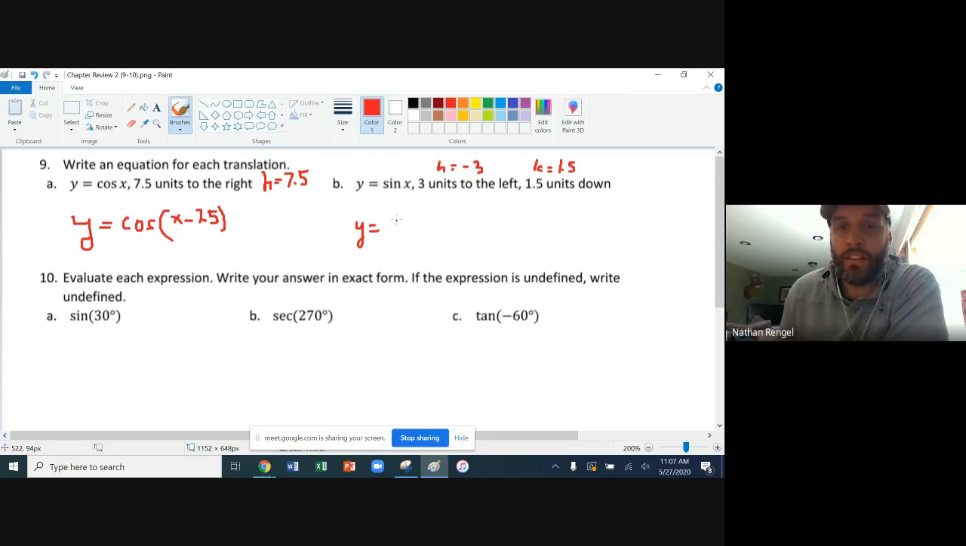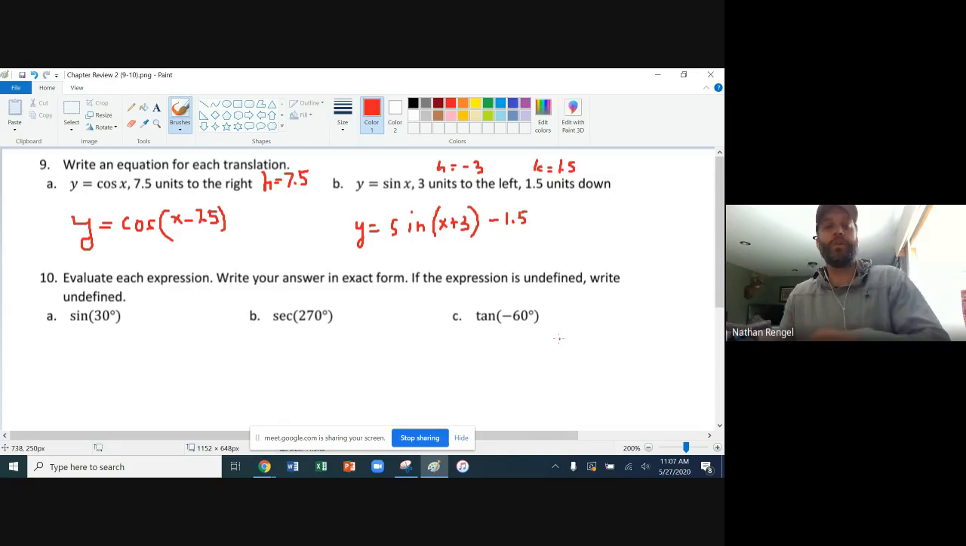So we're going to have a sine, and my phase shift is going to group together with my x, so it's going to be x plus 3. That represents the left, even though I'm putting plus, it's x minus a -3, which shifts me to the left. And then I have a minus 1.5. There's my shift down. So there's my two equations with the translations that were verbally given to me. That's what they would look like in those equations.